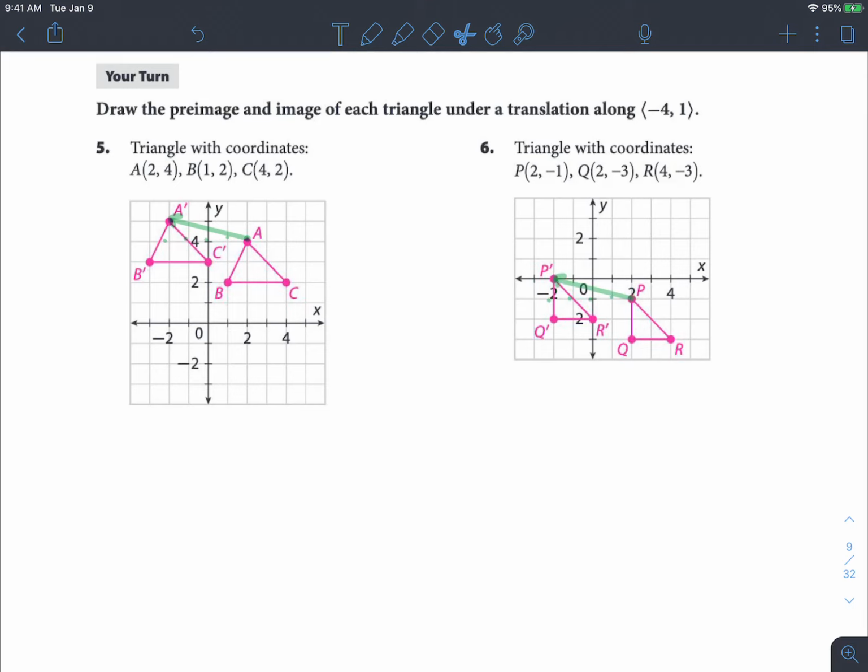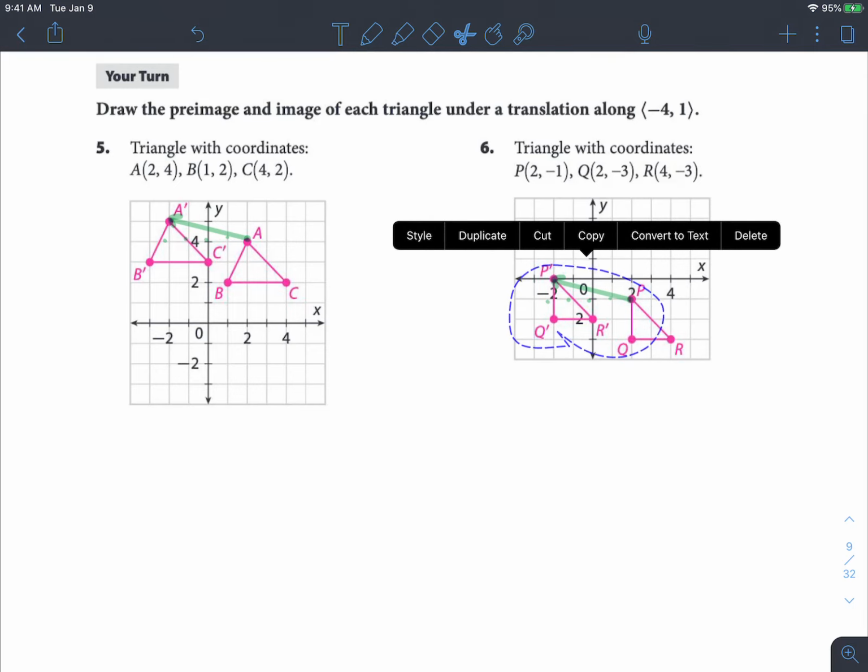If I did it in a physical class, I would actually use a ruler, right? And just go from there. It's about the same. Okay.